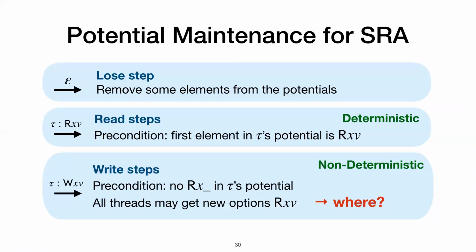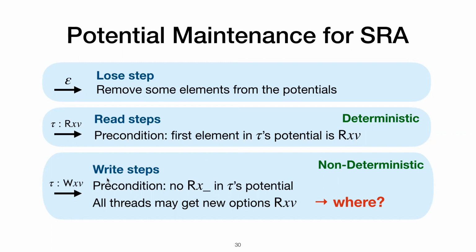A few more details, I need to define how we do this potential maintenance, how the steps of the system look like. So we have a lose step, I already talked about that. We have a read step, and again, with a precondition: in order for thread tau to read v from x, we need that the first element in tau's potential would indeed be of this form, R x v.